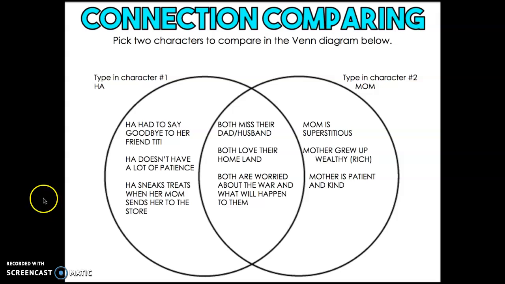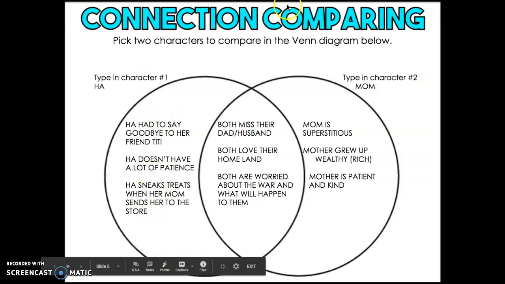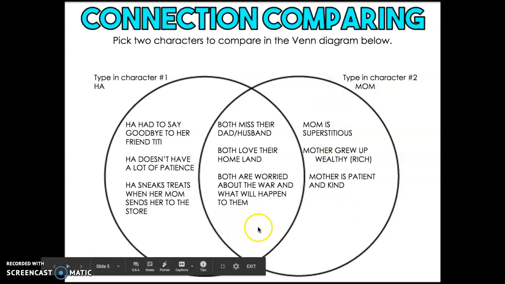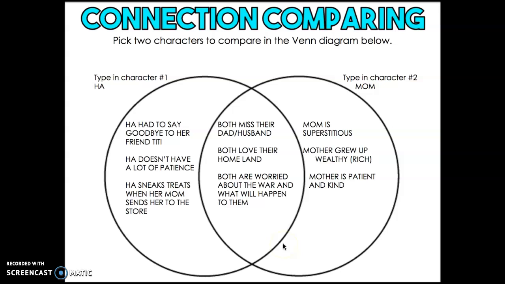A Venn diagram gives you three things. The first column is things about character number one. The second column is things about character number two. And then lastly, that third combining column where they meet is things that they have in common. So you're putting in differences and some similarities between the two characters.